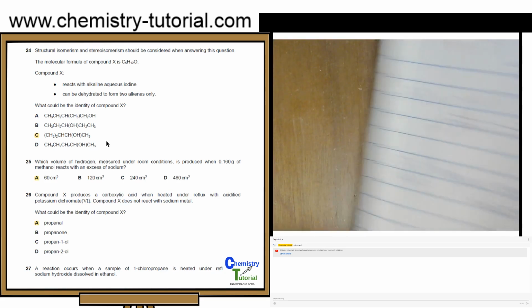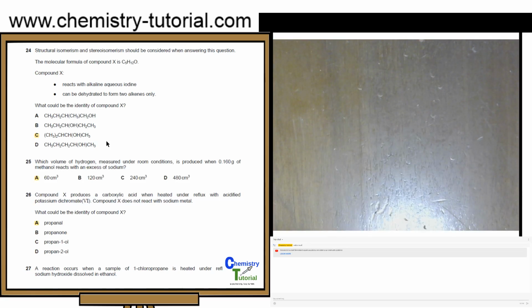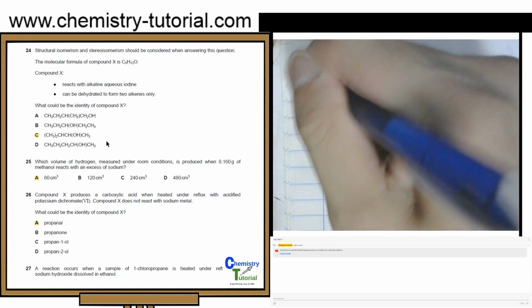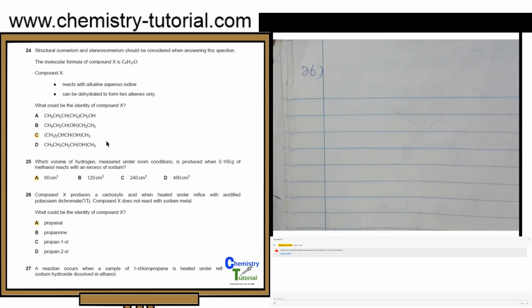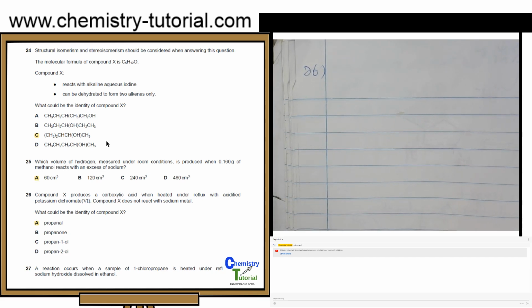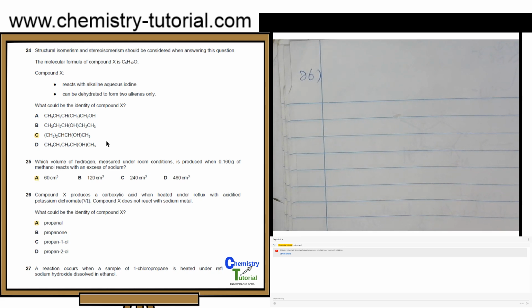Let's look at question 26. Which compound X produces a carboxylic acid when heated under reflux with acidified potassium dichromate, which is orange in color. Compound X does not react with sodium metal. What could be the identity of compound X?